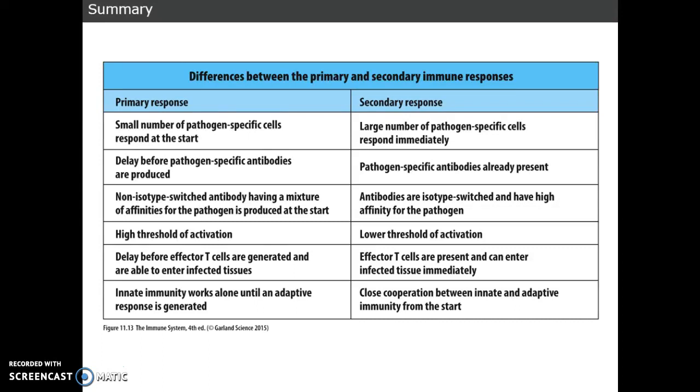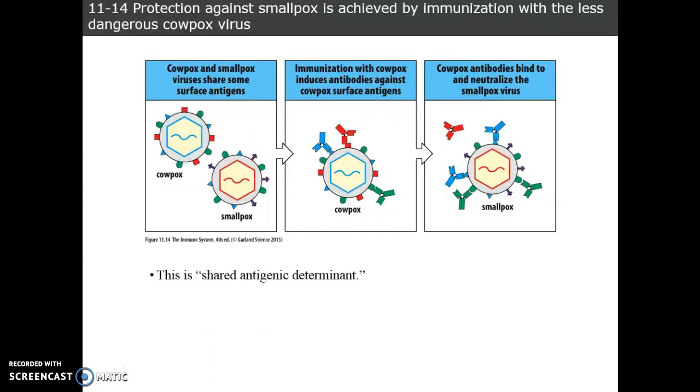Or, if I want to be easy and not have a handwritten essay type question, it might be a set of matching. Alright, 11.14 looks at how some types of vaccines can be created using less pathogenic organisms.